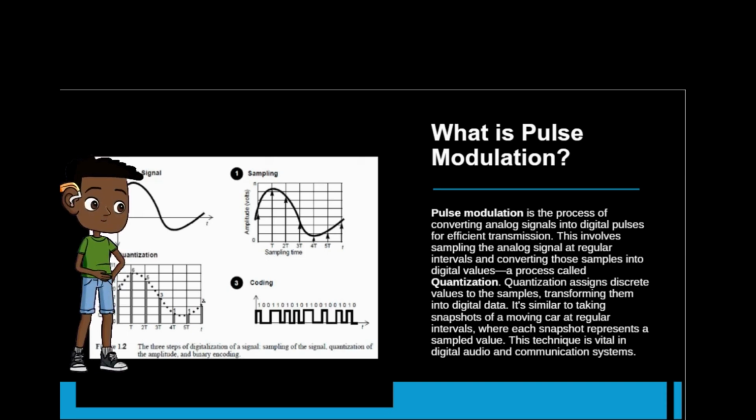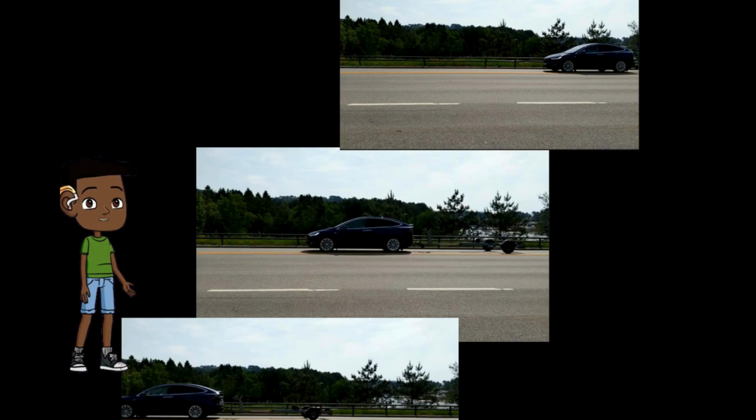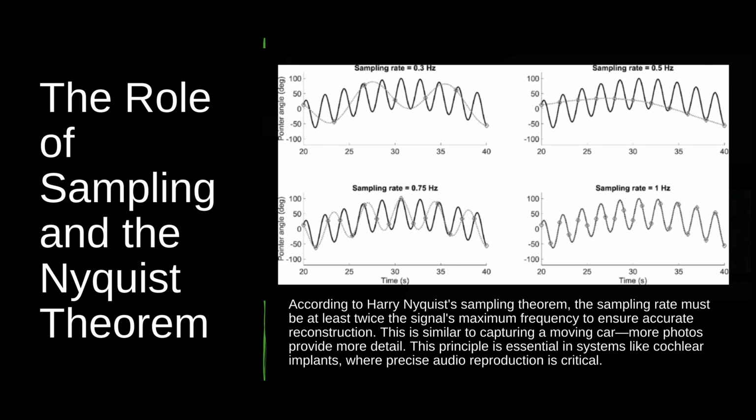To simplify, imagine snapping a picture of a moving car at regular intervals. These snapshots are like the samples we take during quantization. But how do we decide the rate at which we sample the audio? This is where the sampling theorem comes in, defined by Harry Nyquist, who established that the sample rate must be at least twice the maximum frequency of the signal's bandwidth to accurately reconstruct it.